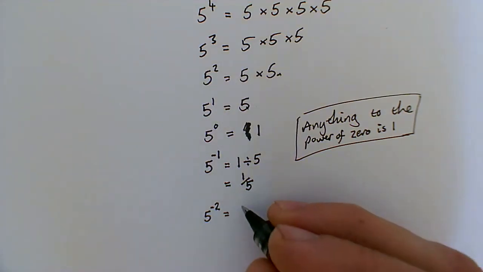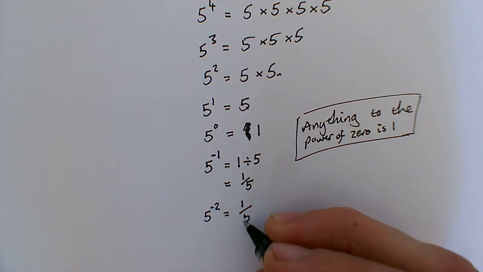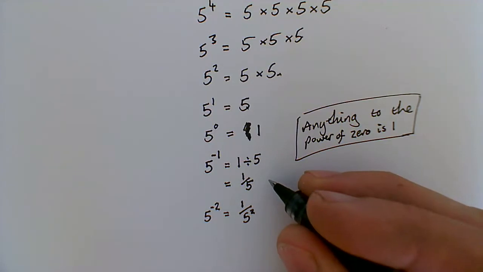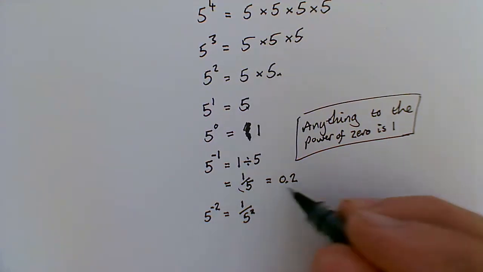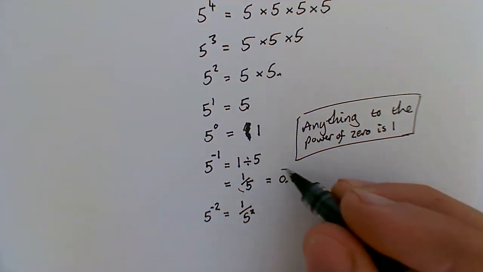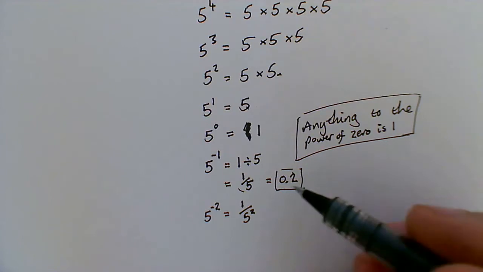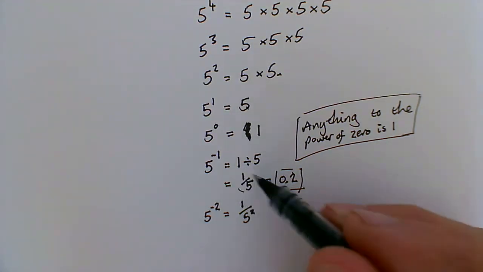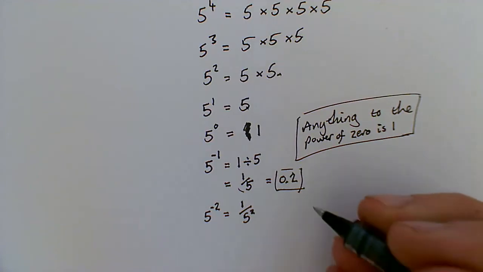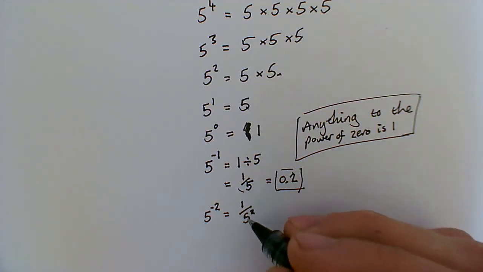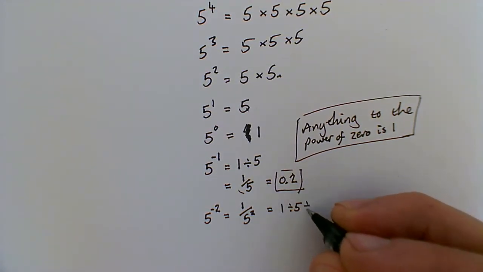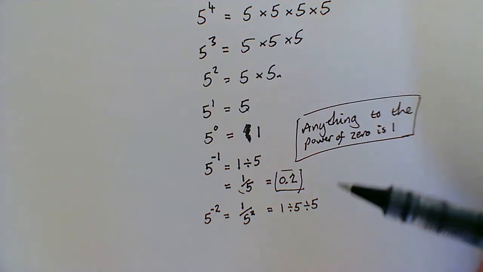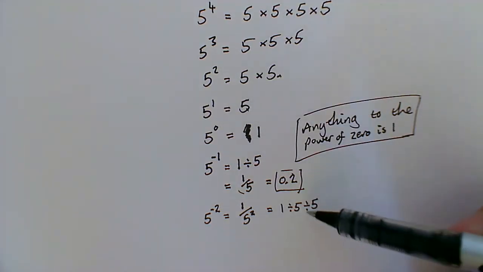5 to the minus 2 is the same as 1 over 5 squared, or we're dividing by 5 twice. Now you can work that out as numbers. This process of going from there to there is called evaluating. So if I say evaluate, I want this answer here. If I say I want it just written as a fraction, I would leave it like that. So there's two ways we can write it. Again, 1 divided by 5 divided by 5. So we can see our link to powers here. Instead of multiplying by 5 twice, we're dividing by 5 twice.